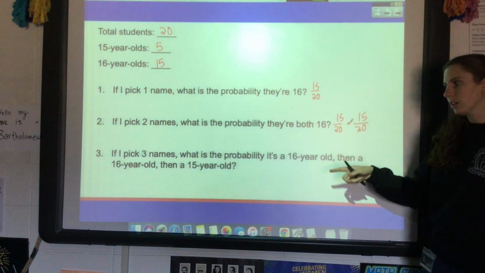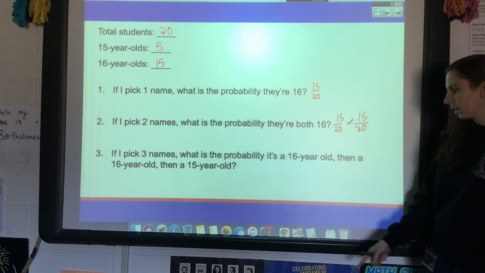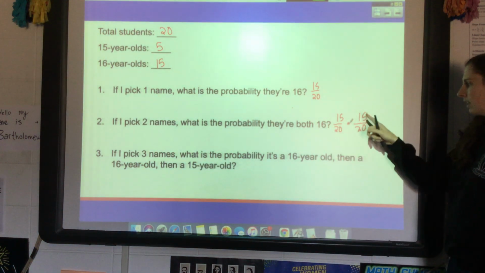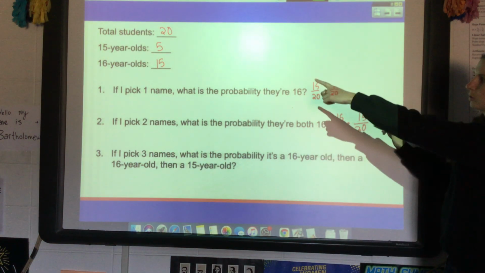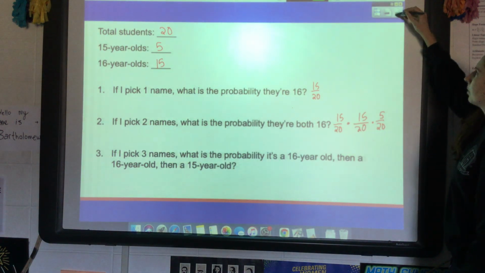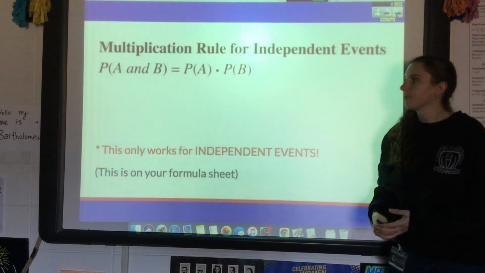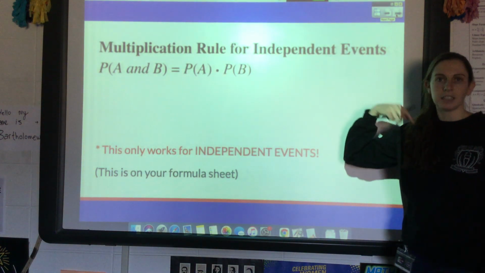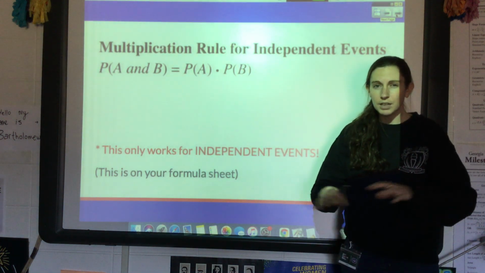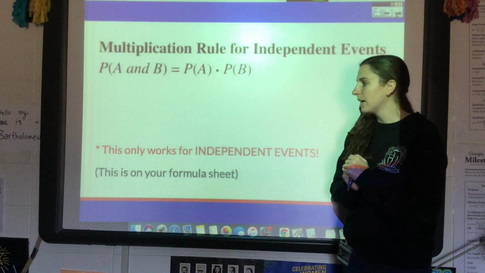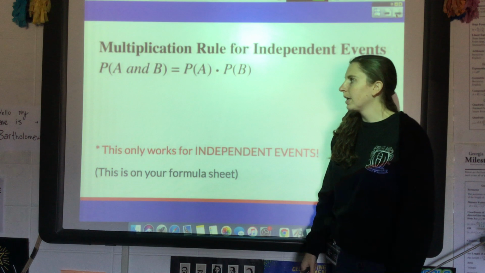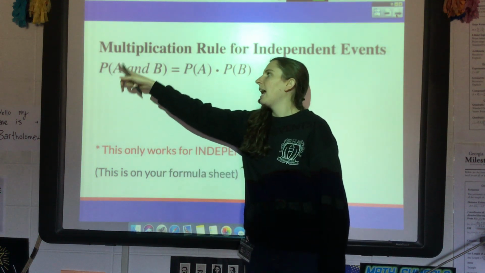If you want to put a third person in, you just multiply by another one. Like what if I want a 16-year-old, then a 16-year-old, then a 15-year-old? So here's 16, 16, and then multiply by 15, which would be 5 out of 20. This right here is what we call the multiplication rule, and it has to be for independent events. As long as events A and B are independent of each other, they don't affect each other in any way, then all you have to do is multiply their 2 separate probabilities together, and that gives you the probability of A and then B happening.